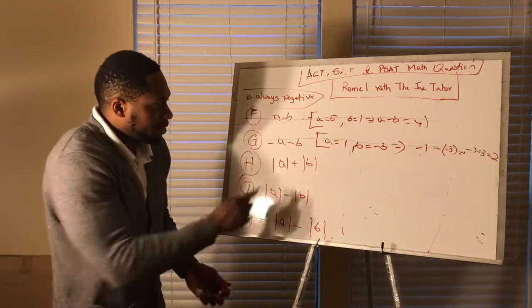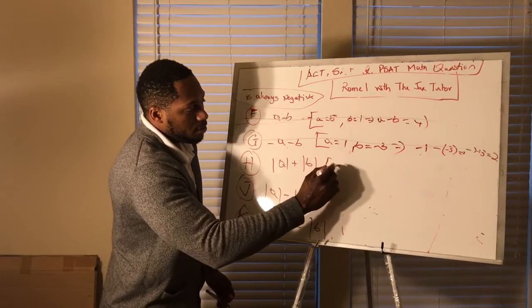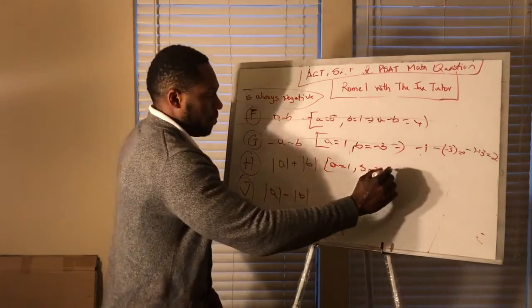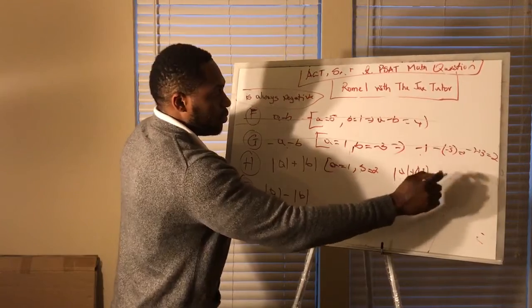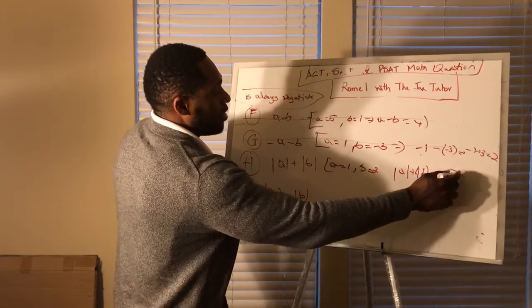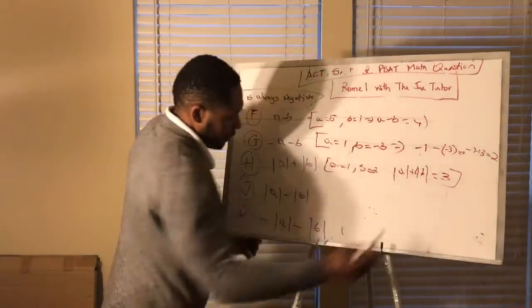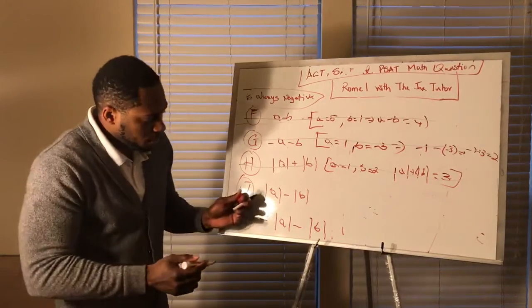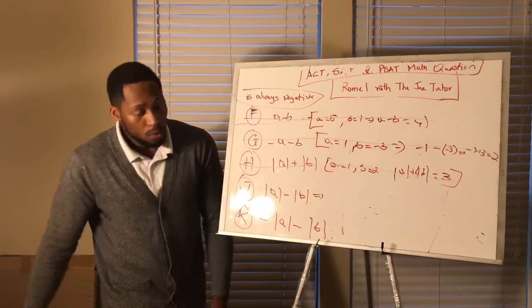In this case here, this one is easy. If we have A is equal to 1 and B is equal to 2, absolute value of A plus absolute value of B is equal to 3. So this one is not always negative. We're looking for something that's always negative. So what's going on here?